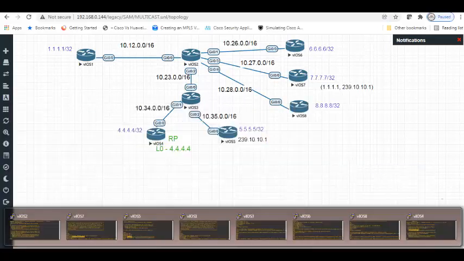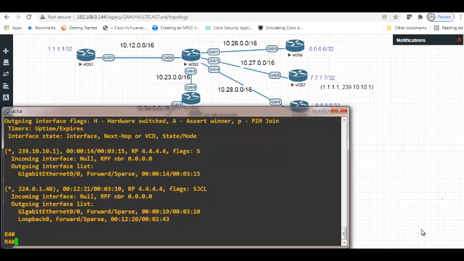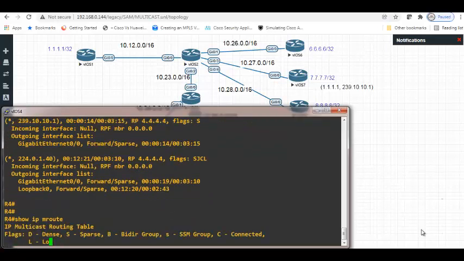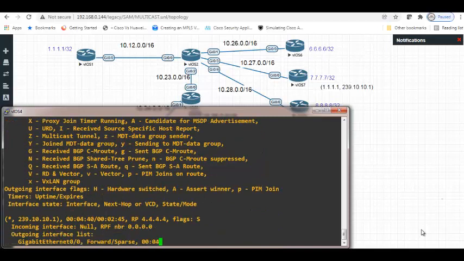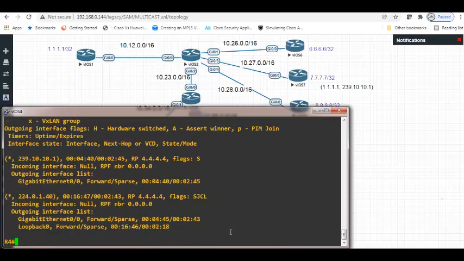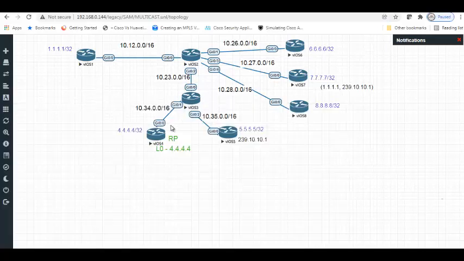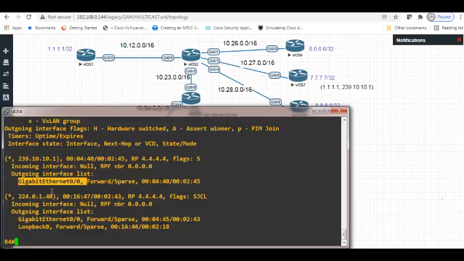Pay attention. Before I ping one more time, I would like to go to router 4 and show you the status. Show IP mroute. No difference. The enrollment is only via G00. That's what the incoming is. The outgoing for the incoming is none because the source has not been discovered.